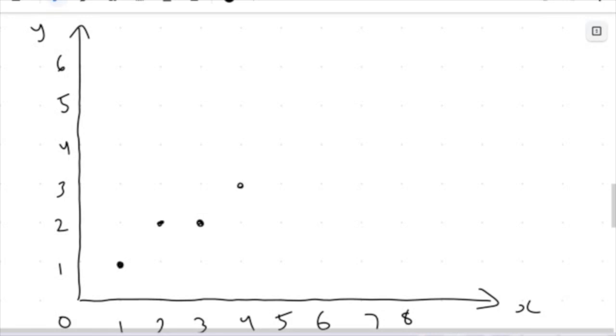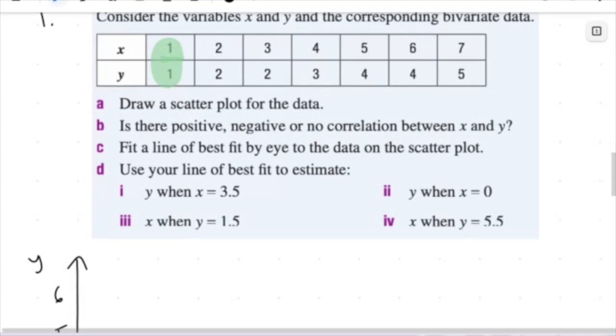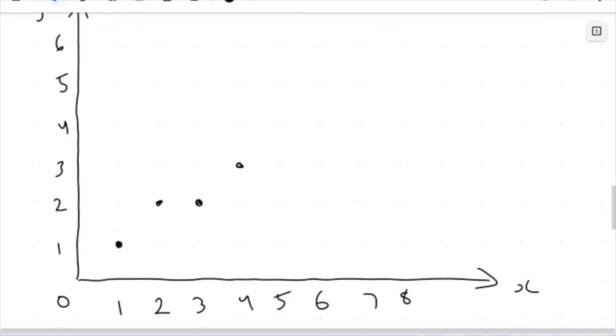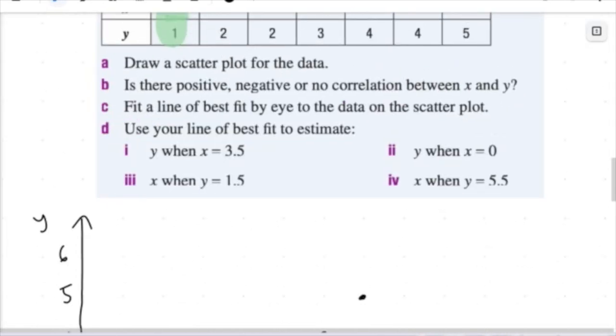We have this one here when x is 4, y is 3. And we have 5, 4, 6, 4, and 7, 5. Okay, so we have a scatter plot that looks like this. This is all we have to do for question A. It's done. We're just plotting all of this on.